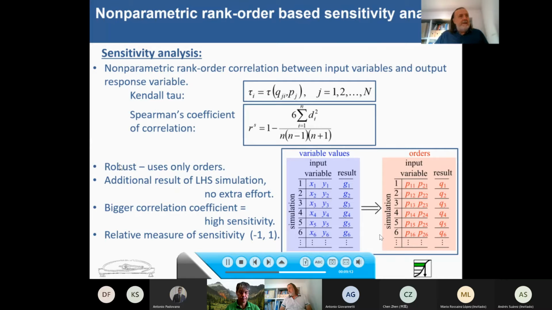Okay, and it's not so sensitive to the defect of the data. It's actually an additional result of related R-cube sampling simulation, so no extra effort is needed. Bigger correlation coefficients mean higher sensitivity, and there is a relative measure of sensitivity from -1 to 1 actually.